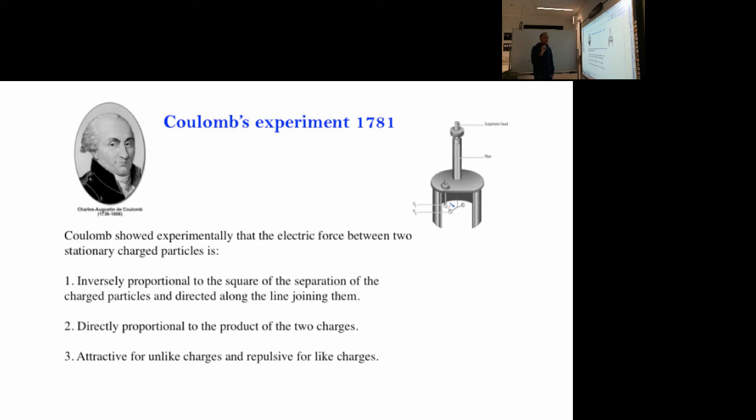what he showed was that the electric force between two stationary charged particles is inversely proportional to the square of the distance between the particles and is directed along that line which joins the two particles. It's directly proportional to the product of the two charges, and also that for unlike charges they're attracted, and it's repulsive for like charges. So let's just write down this equation for Coulomb's law, which gives us electric force between the two charged particles. And let's first consider our coordinate system.